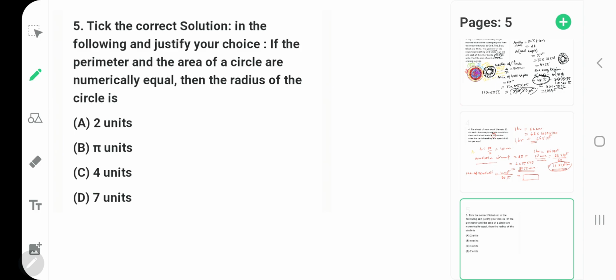Next we have: tick the correct solution in the following and justify your choice. If the perimeter and the area of a circle are numerically equal, then the radius of the circle is what?